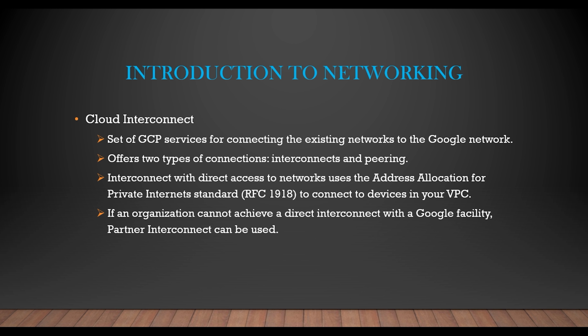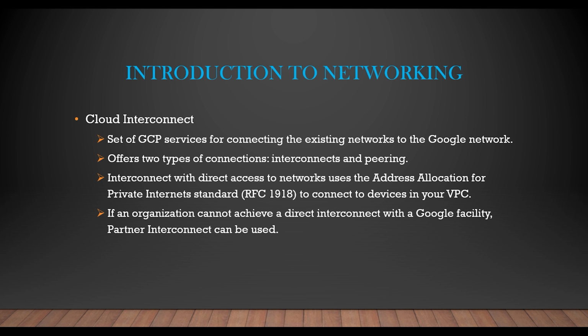Google Cloud has Cloud Interconnect for connecting your network to Google Cloud's network. It provides two types of connections. One is interconnect and the other is peering. The interconnect with direct access to networks uses address allocation for private internet standard, also known as RFC 1918, to connect to devices on your VPC. A direct network connection is maintained between an on-premise network or a data center and one of Google's co-location facilities in any of the continents.